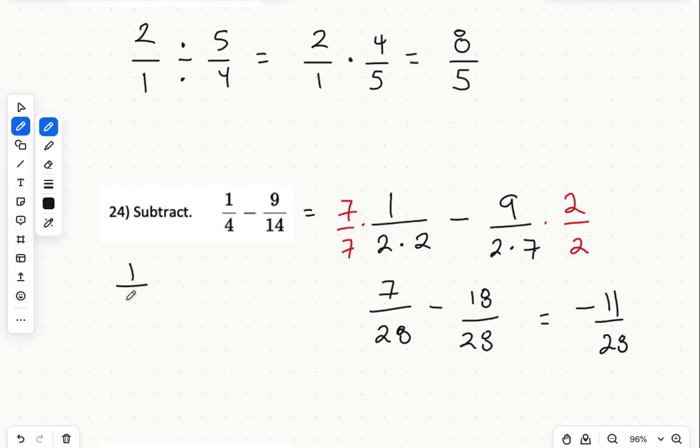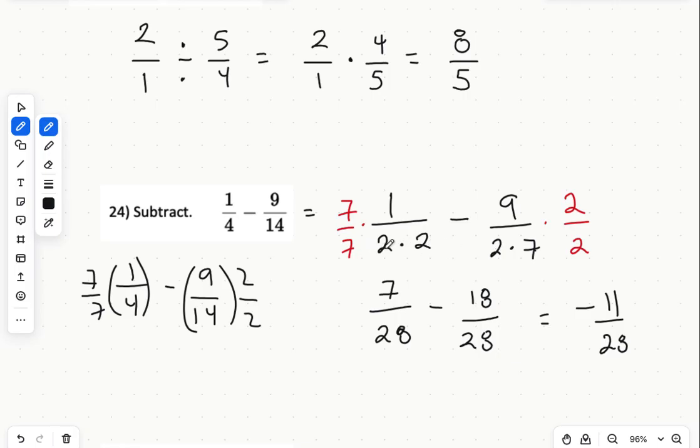If you can see right off the bat, 4 and 14, what do they both go into? Sometimes the numbers are easy enough to do that. But if you can see that it's 28, then you just think, okay, what do I multiply 4 by to make it 28? That would be 7 over 7. What do I multiply 14 by to make it 28? That would be 2 over 2. And it's a little less writing, a little less fussy, and you get the exact same thing. But this is handy if you have a hard time spotting what the LCD should be.